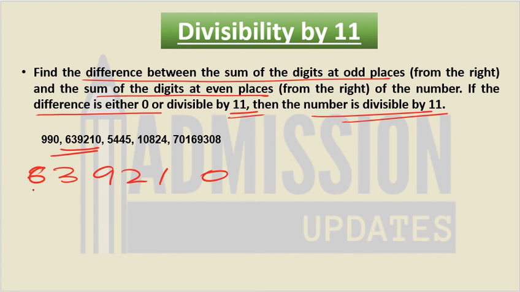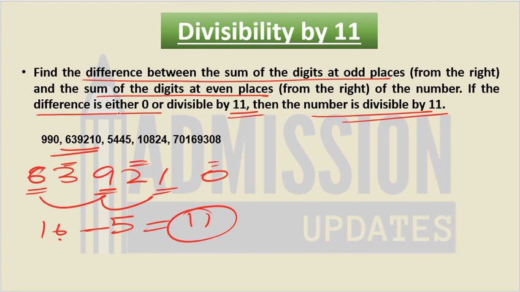639210. Let us add the numbers at the odd places first. 6, 9, 1: 6 plus 9 is 15, plus 1, 16. Now let us add the numbers at the even places. 3, 2, 0, so it will be 5. The sum of the numbers at odd places is 16 and the sum of the numbers at even places is 5. Now we have to check the difference between them. The difference is 11, and as given, if the difference is either 0 or divisible by 11, then the number is divisible by 11. So here we are getting 11, so it is a multiple of 11 and the number is divisible by 11.